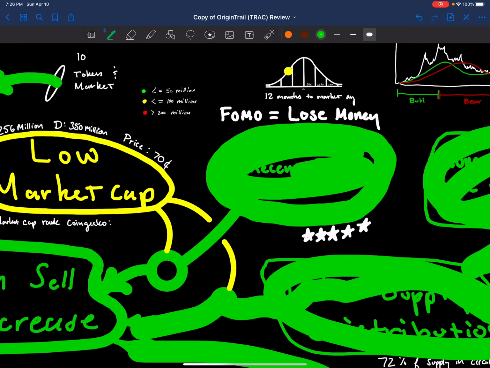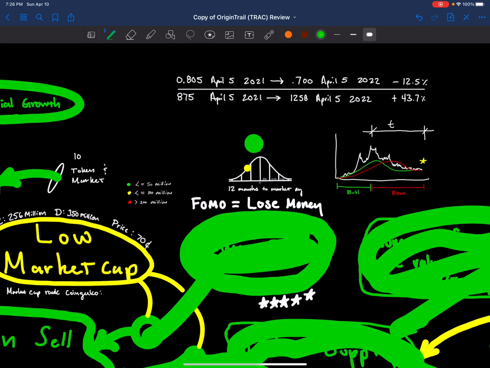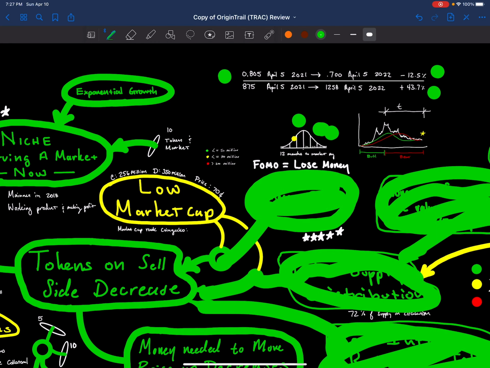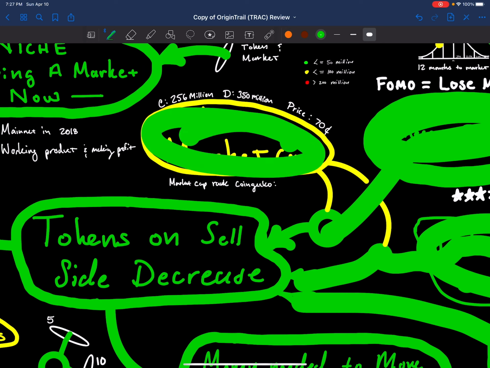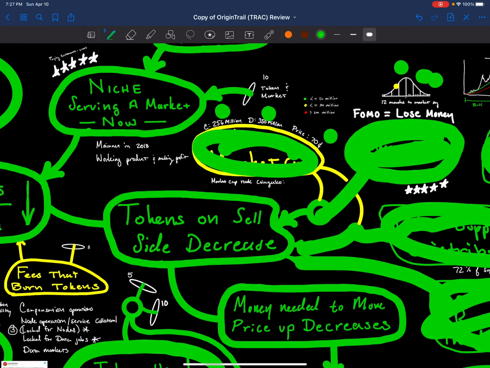Regarding recent price action, it has not gotten a lot of hype. It's actually underperformed the market, at least in the last year. This is the year graph. That is good, that means people are not paying attention to it. It's had a negative 12.5% return over the last year, whereas the average of cryptos has performed a 43% return over the past year. It is not a low market cap, but it's not a super high market cap either. Circulating is 256 million. Diluted is 350 million. Price is 70 cents at the making of this video. Token on sell side to decrease.